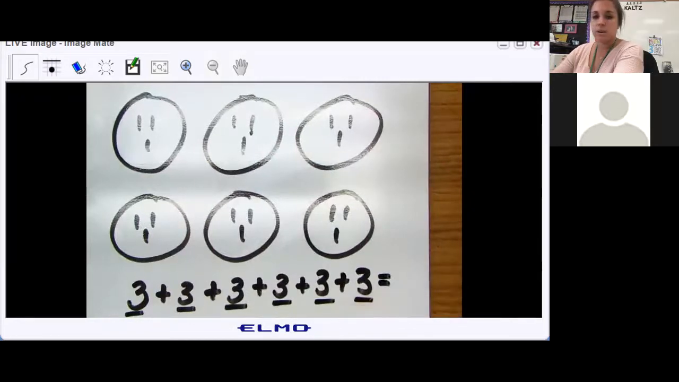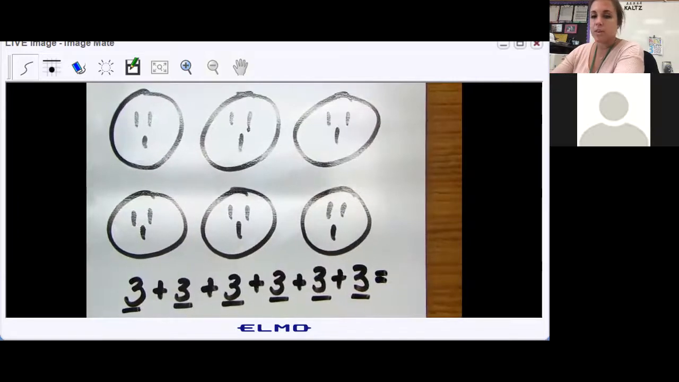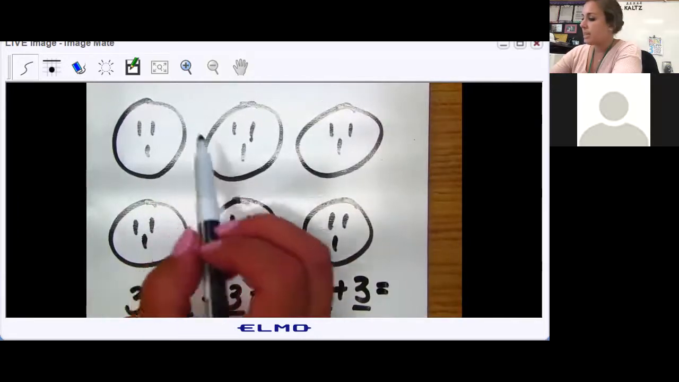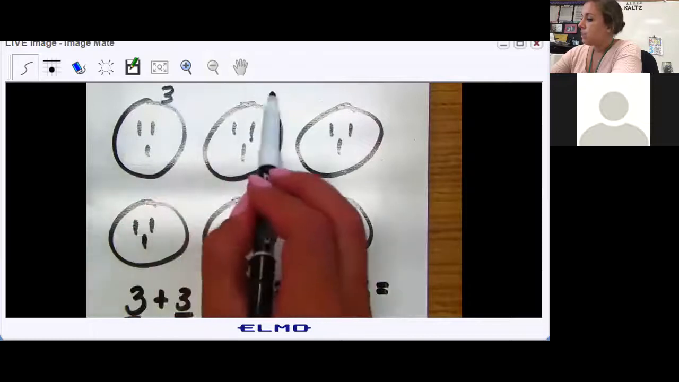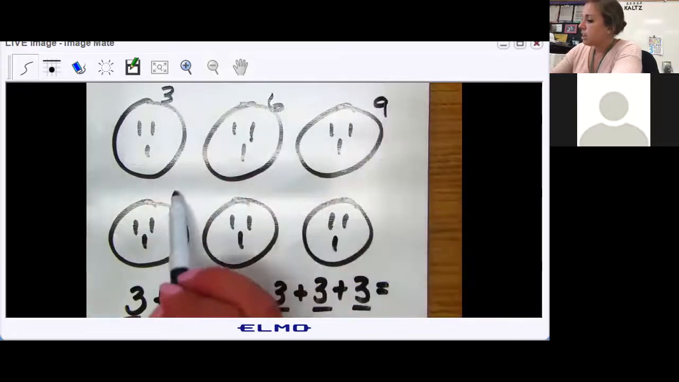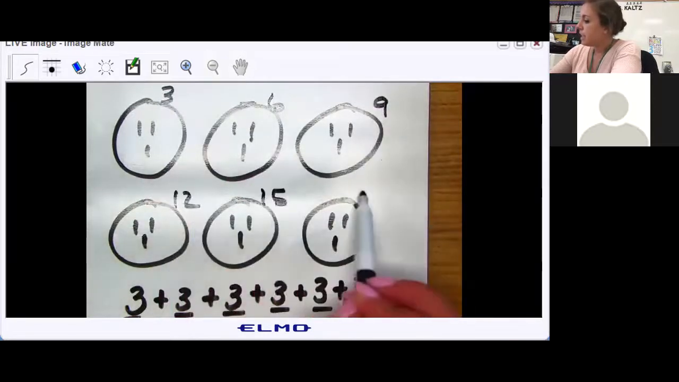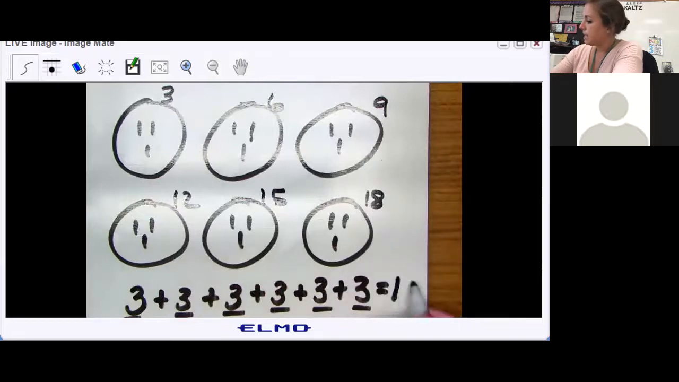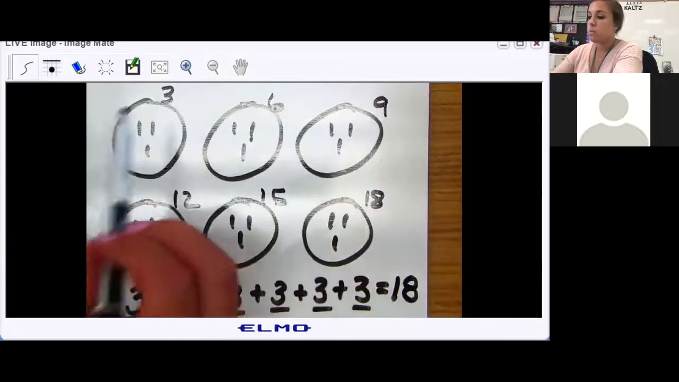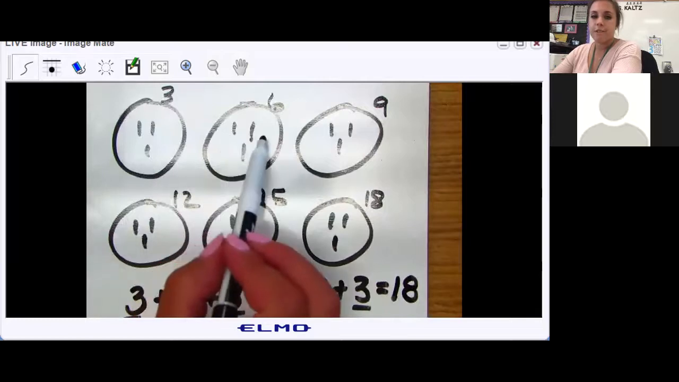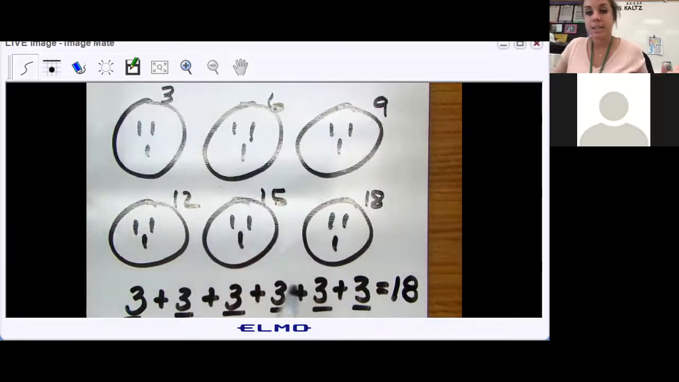And that equals, why don't we skip count by 3 to see what that equals? So we're going to kind of sing the song. 3, 6, 9, 12, 15, 18. All right, so it's 18. I could also go 1, 2, 3, 4, 5, 6. But now that I'm learning how to skip count by 3, it's much easier to do it that way.